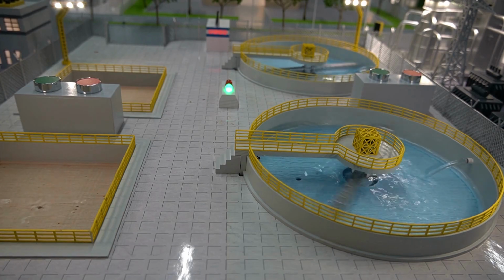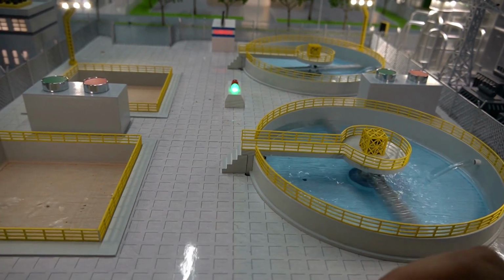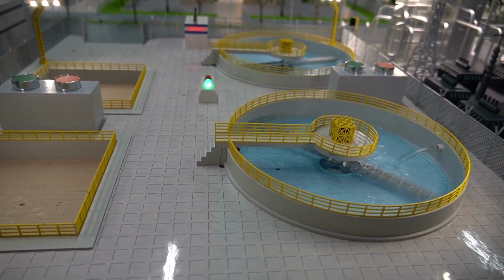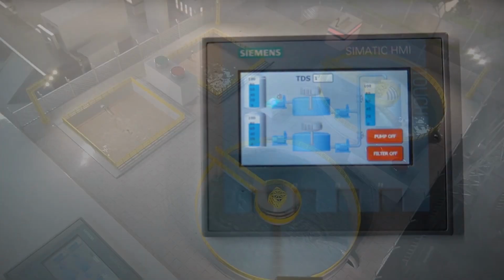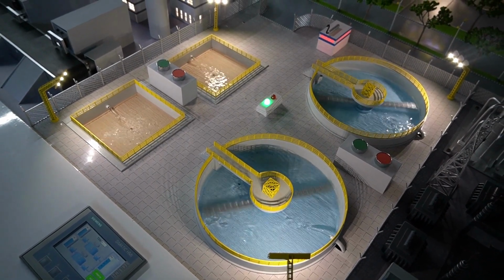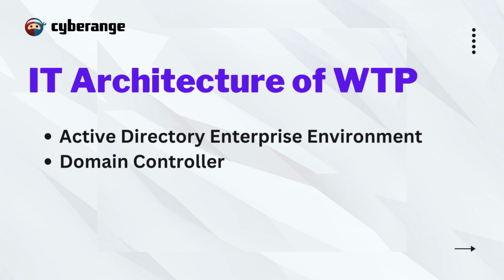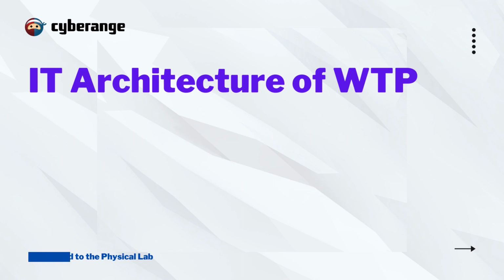To create this on the Cyberange physical lab, we first design a water treatment plant based on real-world architecture. This small-scale water treatment plant we have here includes a pump controlled by a Siemens S7-1200 PLC, a smart water meter, and a simulated chlorine sensor. The IT systems that control this plant include an Active Directory-based Windows environment along with a web application and a mail server.